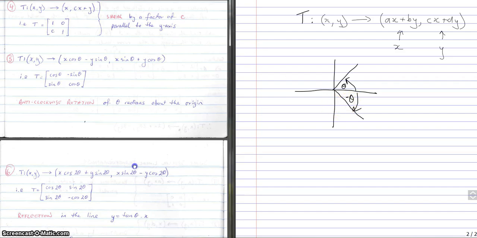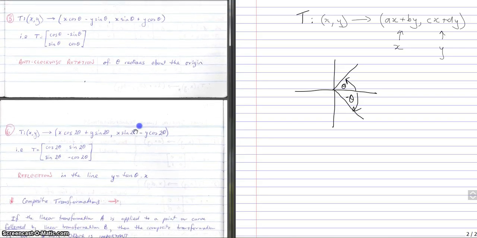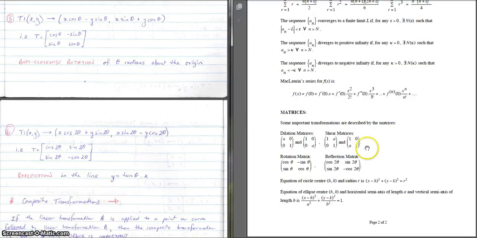So that's our rotation, and then we've got here our reflection matrix. A reflection is given by this formula: x times cos 2 theta plus y times sine 2 theta. So the a and b, times x and y respectively, are cos 2 theta and sine 2 theta. And in cx plus dy, the c is sine 2 theta and the d is negative cos 2 theta. We can see that on our information sheet as well.